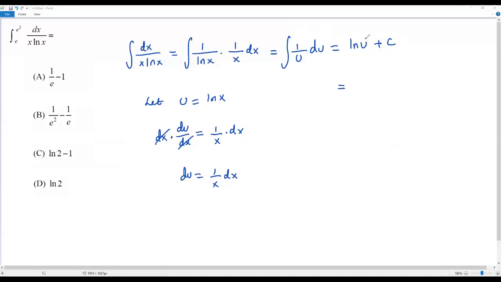Actually, u is a variable taken by us. It has to be replaced by the original stuff, that is ln x. Then I'm getting ln of ln x plus c. So this ln of ln x is the result of this integration. Now we can consider this definite integral. In this definite integral, we can write this result ln of ln x along with the limits we have over here. Let me erase all the stuff and continue the problem.